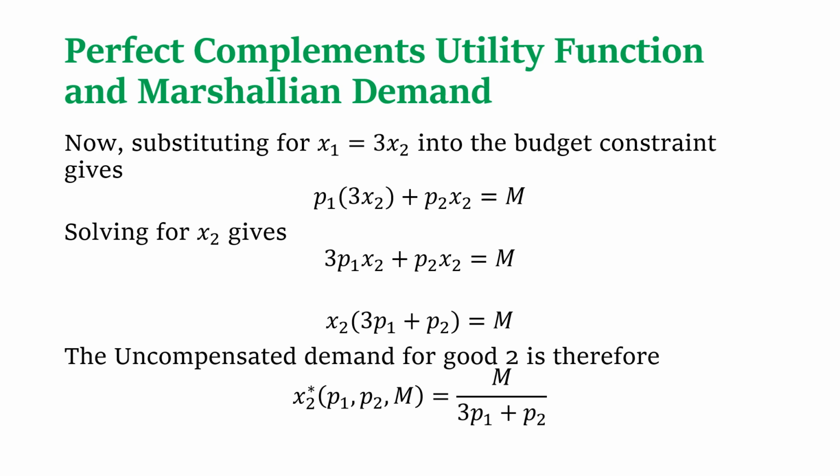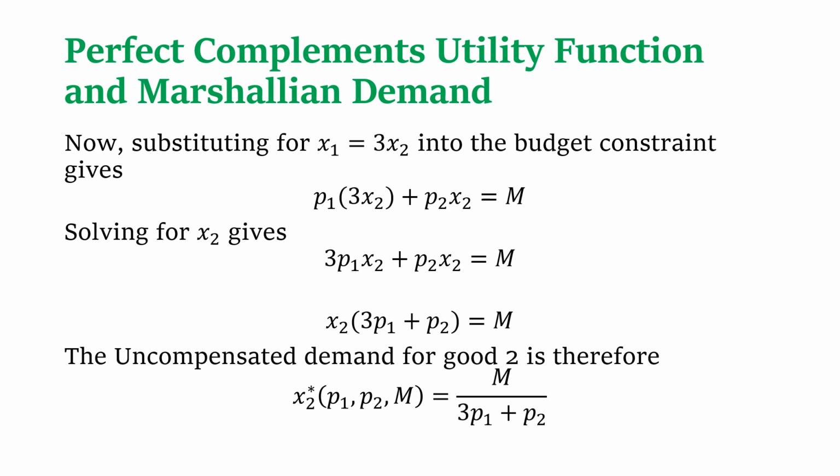If we substitute x1 equals 3x2 into the budget constraint, we're going to have what? 3p1x2 plus p2x2 equals M. And so, if we simplify that, because x2 is common, we factorize, we have x2 into 3p1 plus p2 equals M. If we solve for x2 by dividing both sides by 3p1 plus p2, that gives us x2 star of p1, p2, M equals M over 3p1 plus p2.